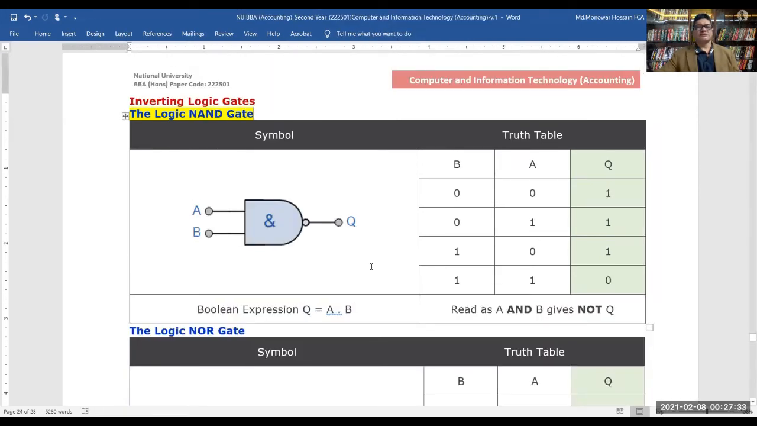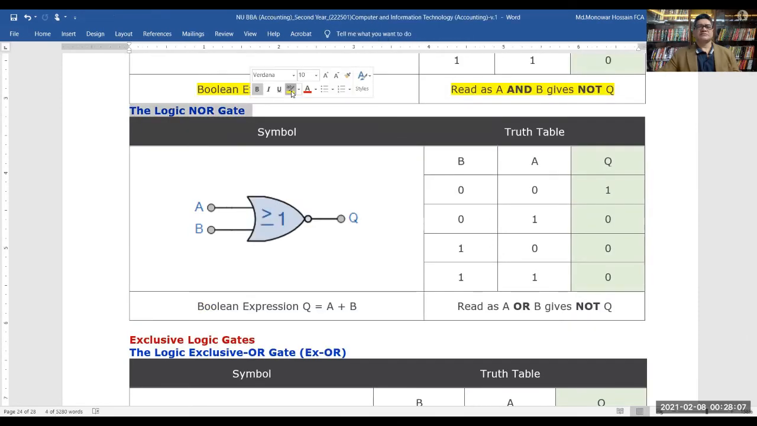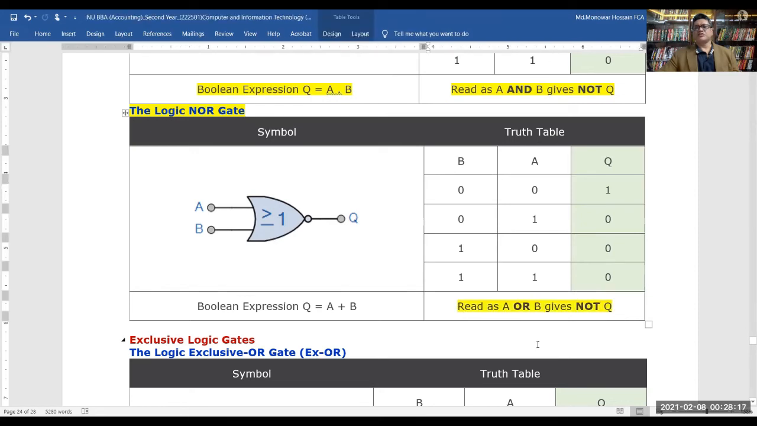The logic NAND gate we have to read this way: A and B gives not Q. And here, Boolean expression Q equal to AB whole bar. And the logic NOR gate, we have to read under the truth table, A or B gives not Q. Here, Boolean expression Q equal to A plus B whole bar.